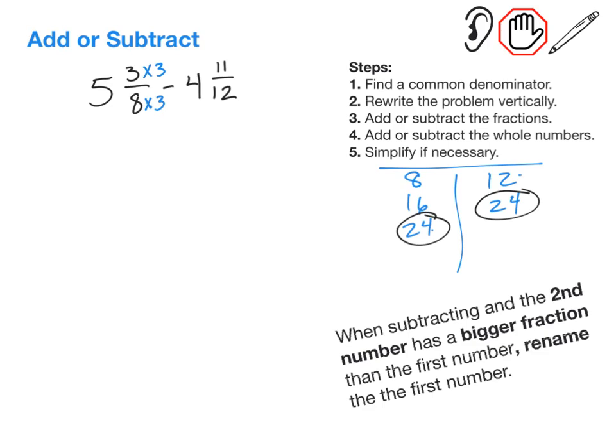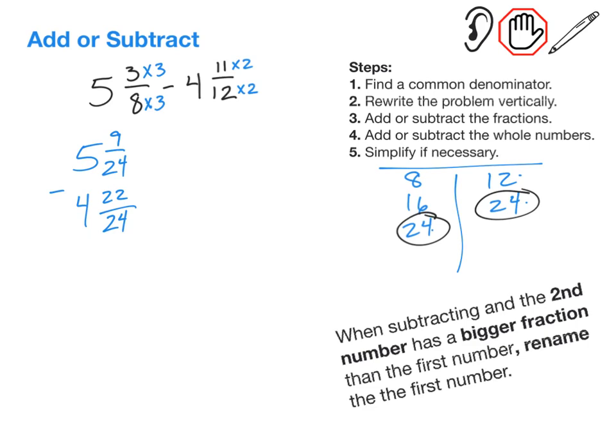And to make 12 equal 24, I have to multiply it by 2. So I'm going to multiply the numerator by 2 as well. So 5 and 3 times 3 is 9. 8 times 3 is 24. So I have 5 and 9/24ths, subtract 4 and 22/24ths. But I'm running into the same problem I had earlier, where I can't take 22 away from 9. So I'm going to have to rename my first number.